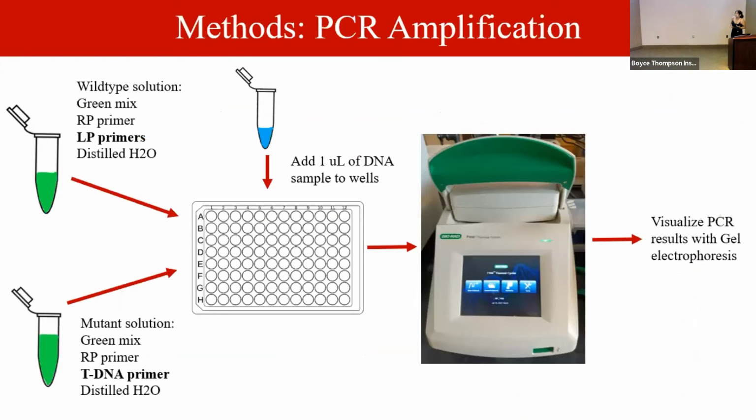After extractions were done, I continued with PCR amplification. I added 1 microliter of the DNA sample to 2 wells. Keep in mind that the DNA sample is coming from the same plant. So 1 well was incubated with the mutant solution, and the other was incubated with the wild type solution. The difference between these solutions is that the wild type has the left primer and the mutant has a tDNA primer. Then it was placed in the PCR cycles, and I visualized my PCR results using gel electrophoresis.